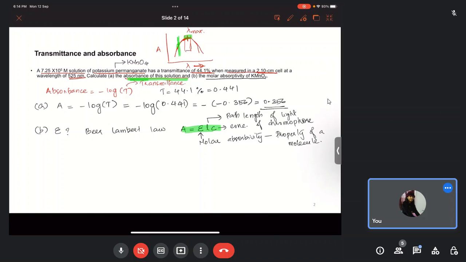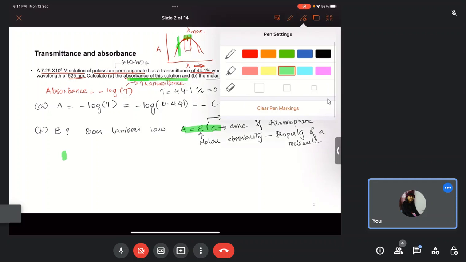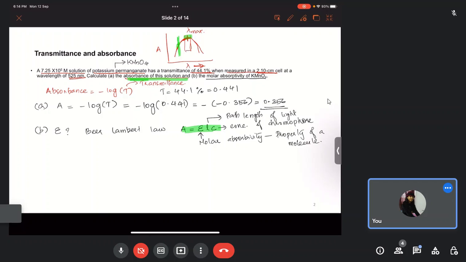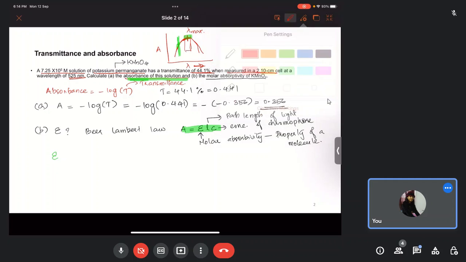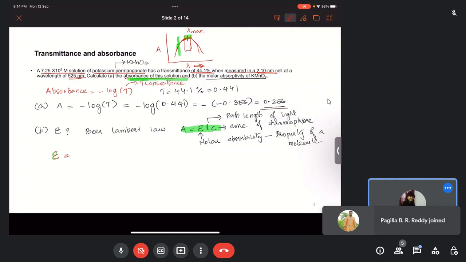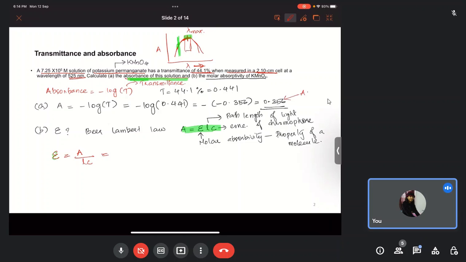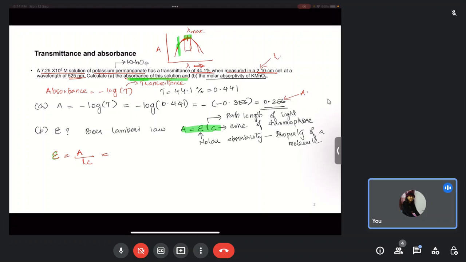So we have to find what is the epsilon. Epsilon is going to be A by Lc, where A is the absorbance, which we have found out. So this is going to be the A, and we have to find what is the L. L is going to be the path length, which is determined by the length of the cell, so it is 2.10 centimeter. C is the concentration. So concentration is here.